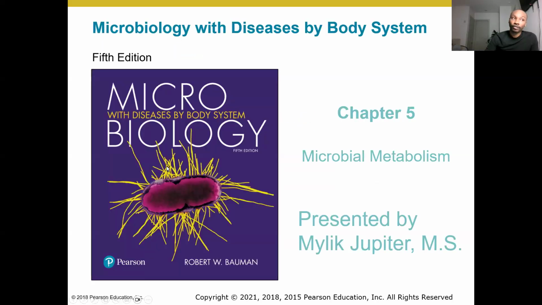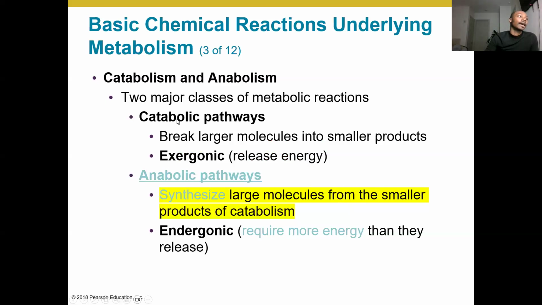Chapter 5, when we're looking at microbial metabolism, right? Remember the 2 classes of metabolic reactions: catabolic, breaking something down; anabolic, right? We're synthesizing larger molecules from small ones. So we're building up something. We're using small ones and we're building up to a larger molecule, right? That's anabolism, okay? Again, we're building up something.